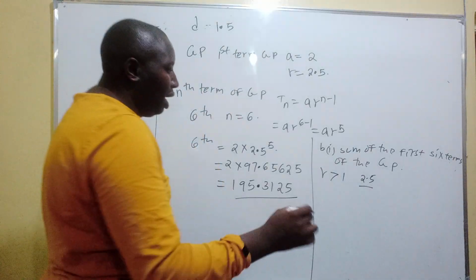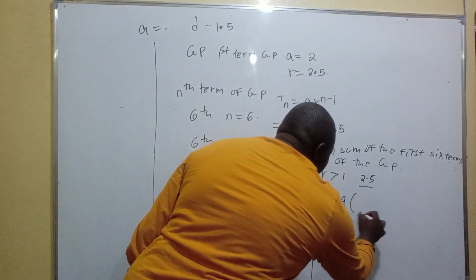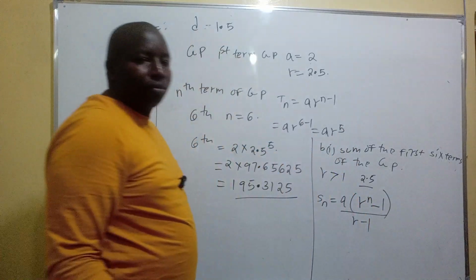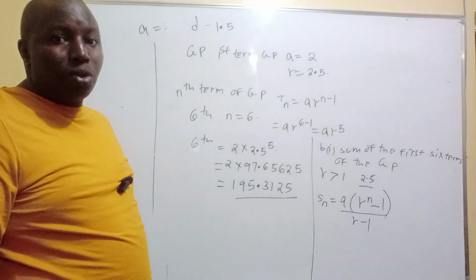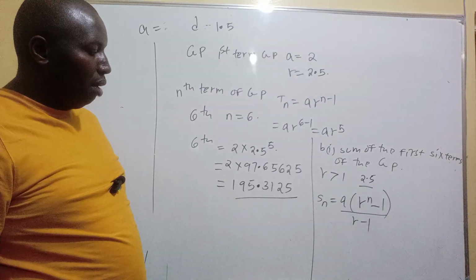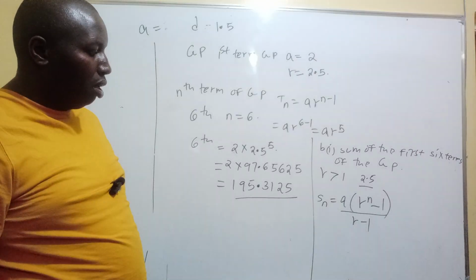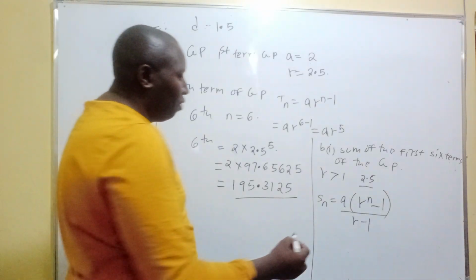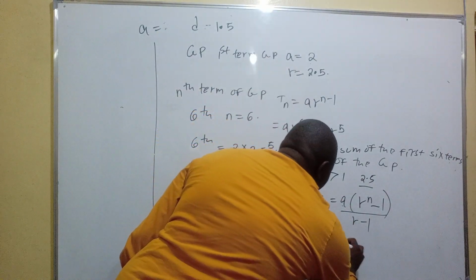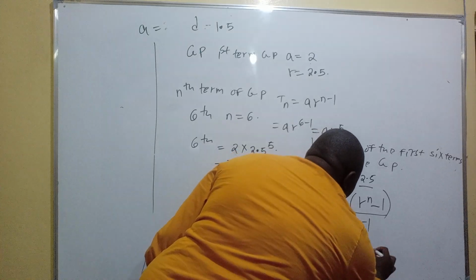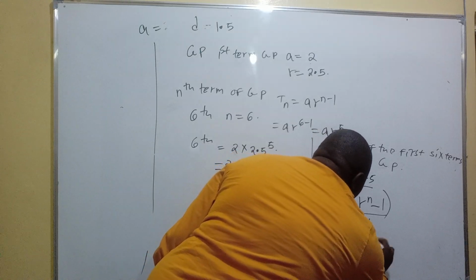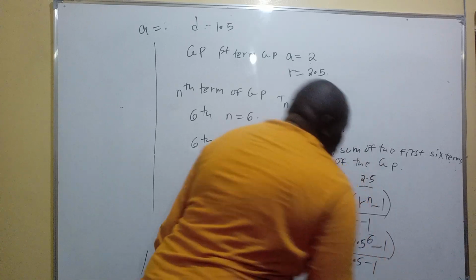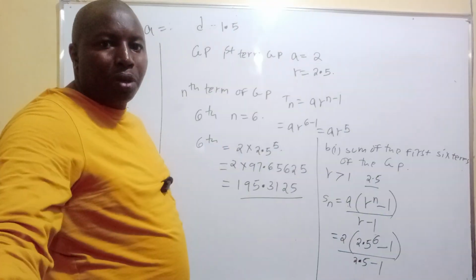So the formula that we use when R is greater than 1, we say Sn is equal to A bracket R to the power n minus 1 all over R minus 1. So that's the formula. Therefore, substitute: our A is 2, R is 2.5 to the power 6, since n is 6, minus 1, all over 2.5 minus 1.